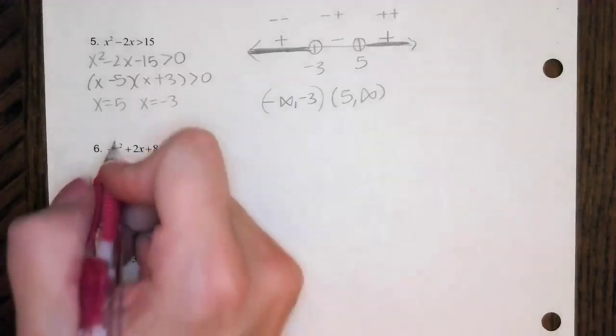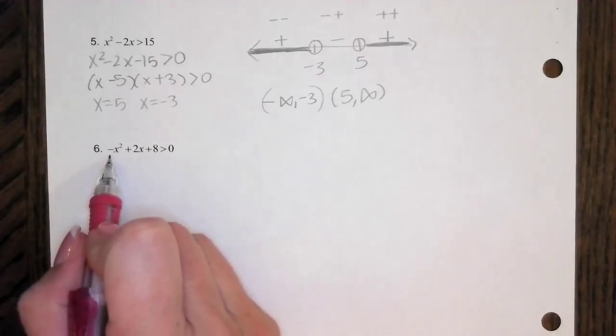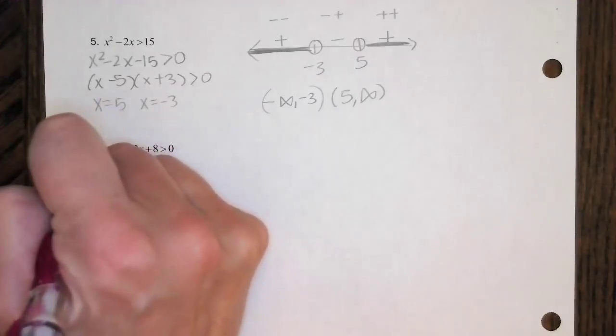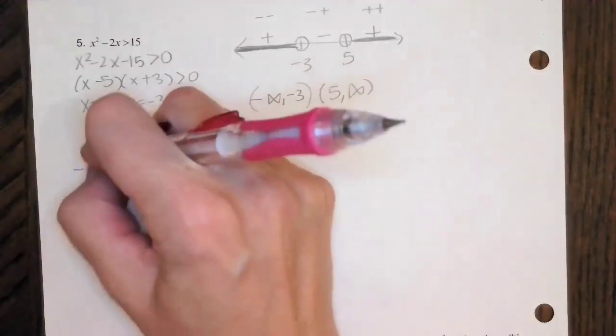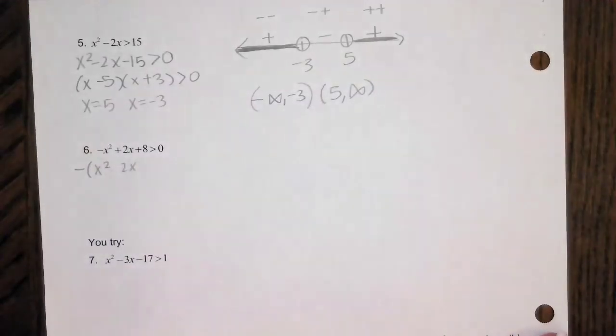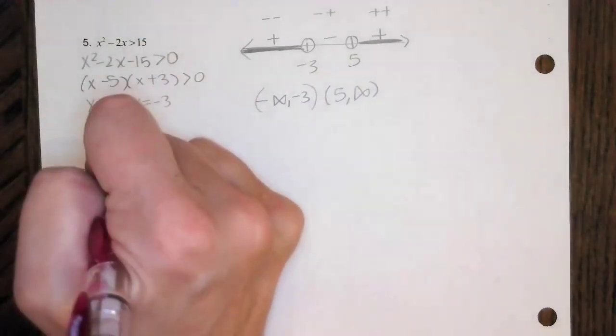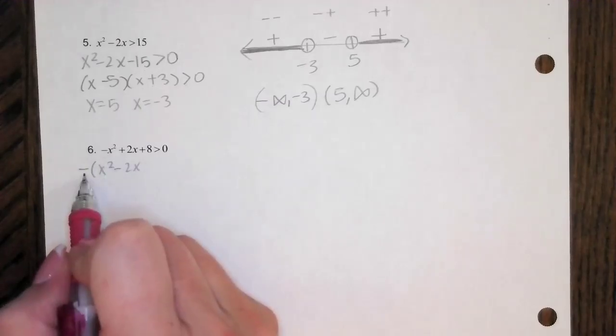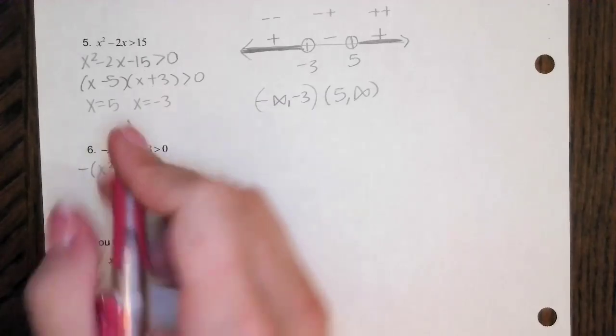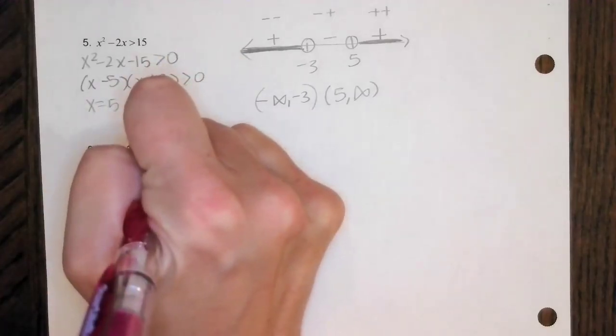All right, let's do another one here. In this case, we've got a negative sign. And so I'm going to factor out that negative first before I even get started. Forgot to factor that correctly. A negative times an x squared gives me a negative x squared. A negative times a negative 2x gives me a positive 2x. And a negative times a positive 8.